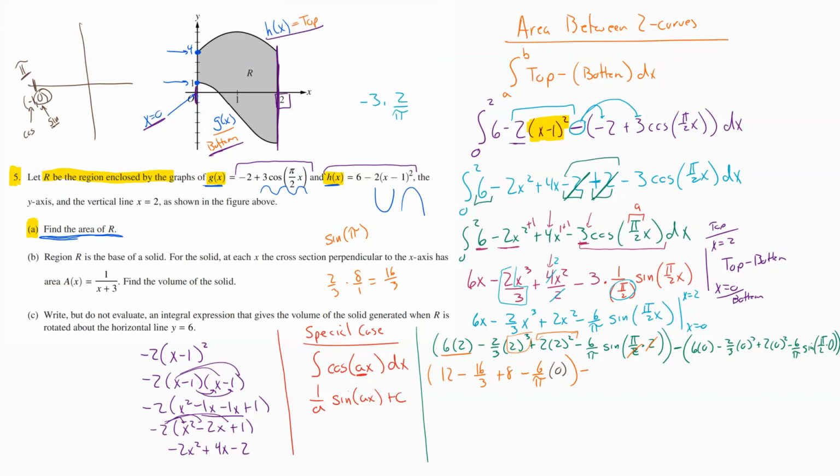The back end here has a lot of zeroing going on, which is great. 6 times 0 is 0. 2/3 times 0 is 0. 2 times 0 is 0. And now at the back end here, I have -6/pi. And then that's pi over 2 times 0. So that would be finding the sine of this times 0.